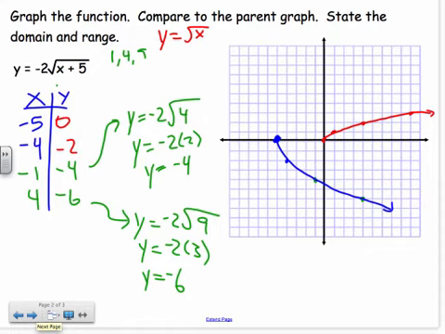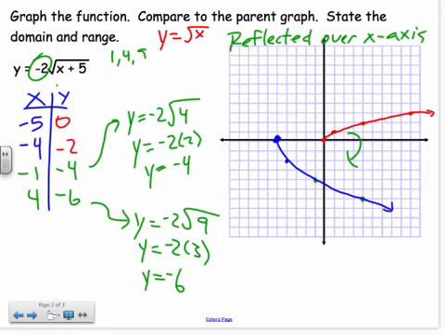So let's state our domain. Well, let's compare right away. Well, first of all, what do you think this negative right here is going to do to it? Right? It flipped it over the x-axis, didn't it? Just like our quadratic. So compare it. It got reflected over the x-axis. What else happened here? What's inside of here, this +5 inside of there, didn't it move our starting point 5 places to the left? So it translated or moved 5 units left.